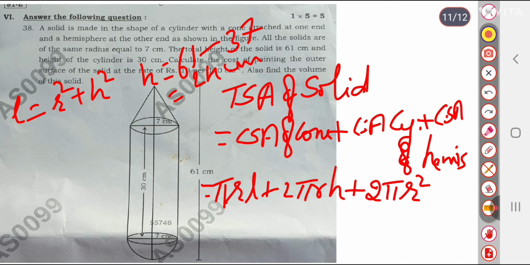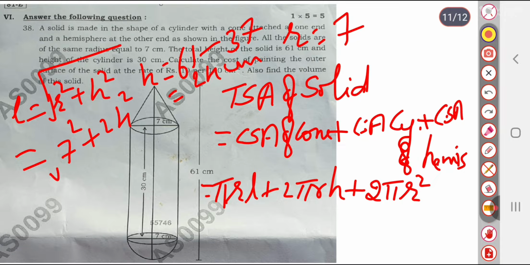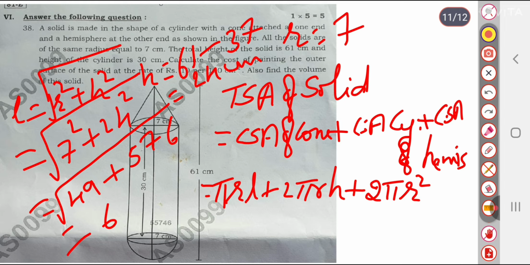Height we got. So if we substitute here, L is equals to root of R square plus H square formula. R is equals to 7 is given. So 7 square plus height we got, that is 24 square. Root of 7 square plus 24 square, that is 49 plus 576 is equals to 625. Root is 25 centimeter. So we got L is 25 centimeter.